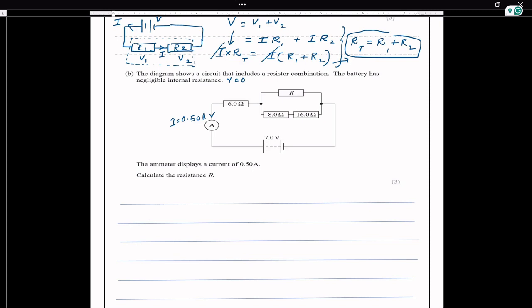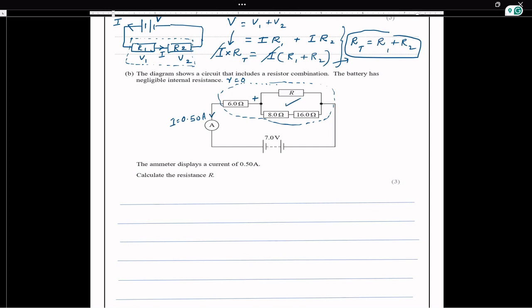Now here you can see a loop of resistors. It's a loop of resistors connected, a series parallel combination. 6 ohm connected in series with a combination of R and two fixed resistors connected in parallel. So the total resistance will be 6 plus the resistance of this part.